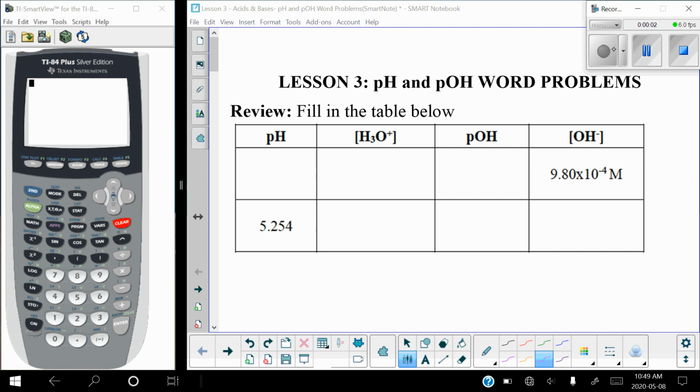Hey everybody, welcome back. Today we are taking a look at acids and bases lesson 3. This lesson is going to combine concepts from yesterday's lesson and the solutions unit. Before we get started, we're going to do some review questions.